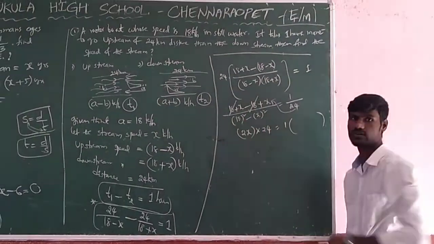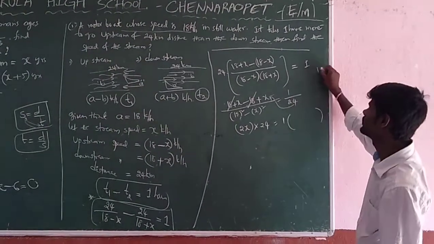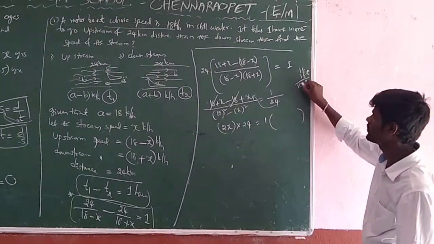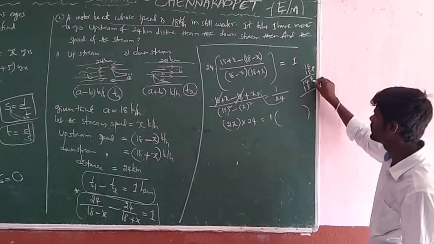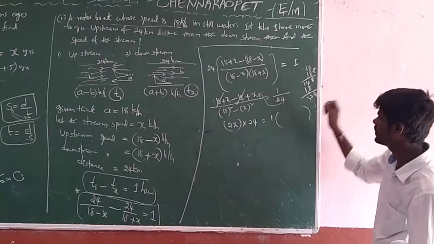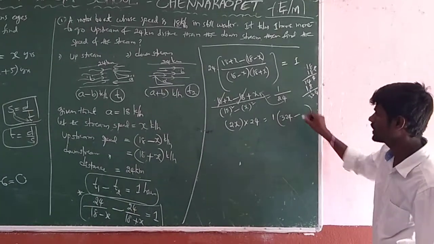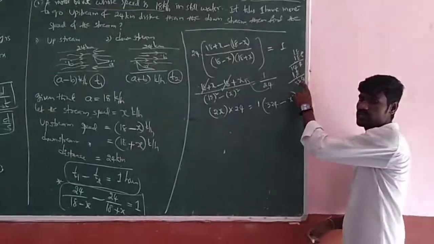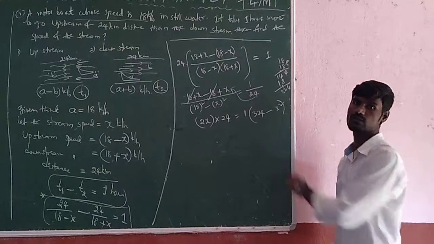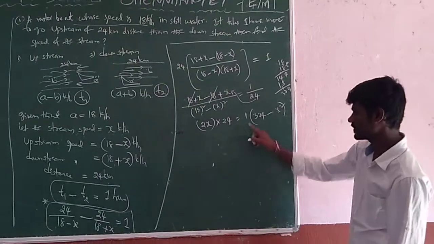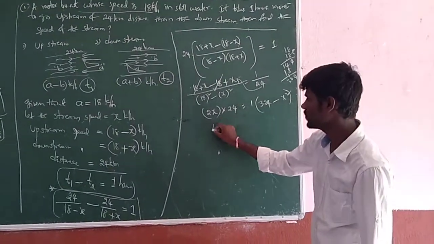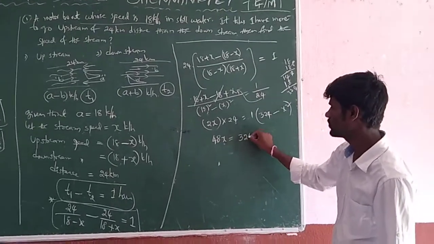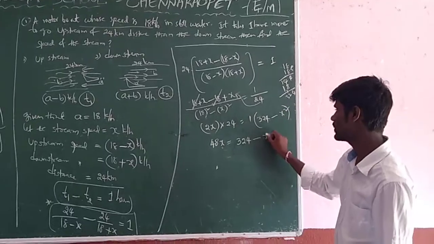So 18 square, how much is the value of 18 square? 324, minus x square. You need to remember squares; I have solved here up to 50, you have to remember them, then you can easily solve the problems. Now if you reduce it, 2 into 24, 48x equals 1 into 324, 324 minus 1 into x square, x square.